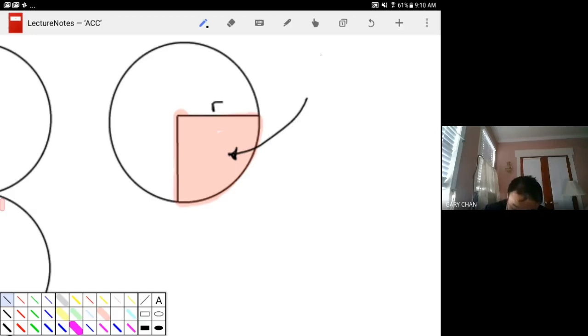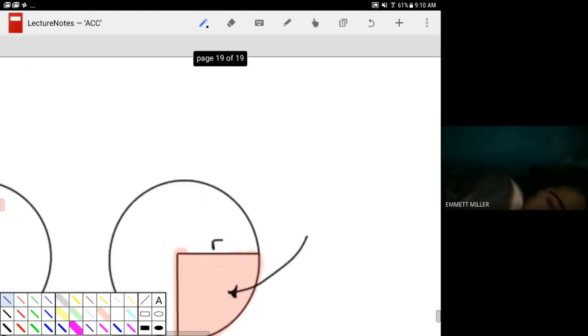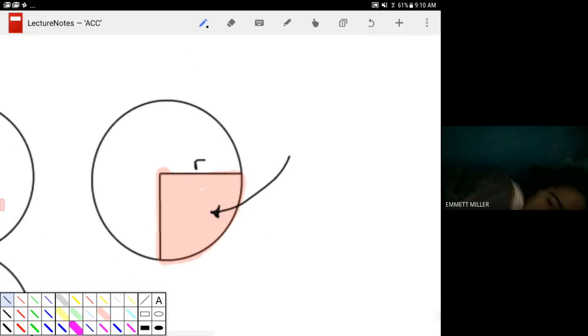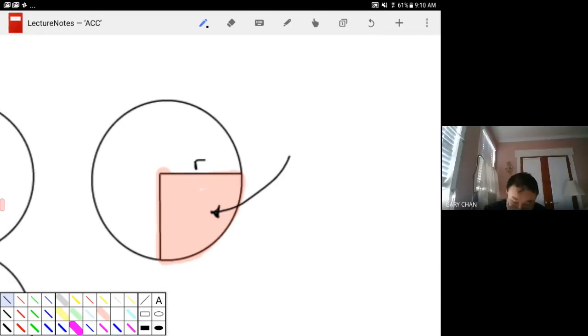Anyone have any ideas? The central angle, or... You could do 1/4 pi r squared. Okay, this is indeed 1/4 pi r squared, right? That's a quarter of a circle. That's a logical way of thinking about it.